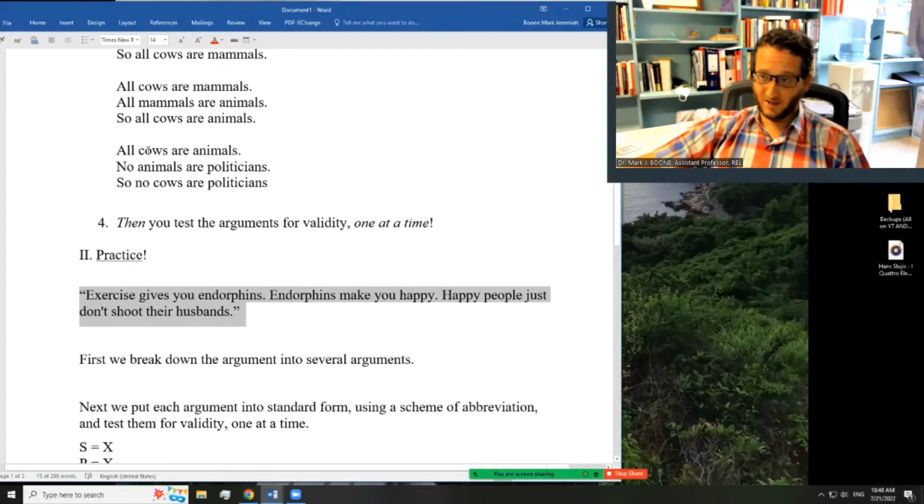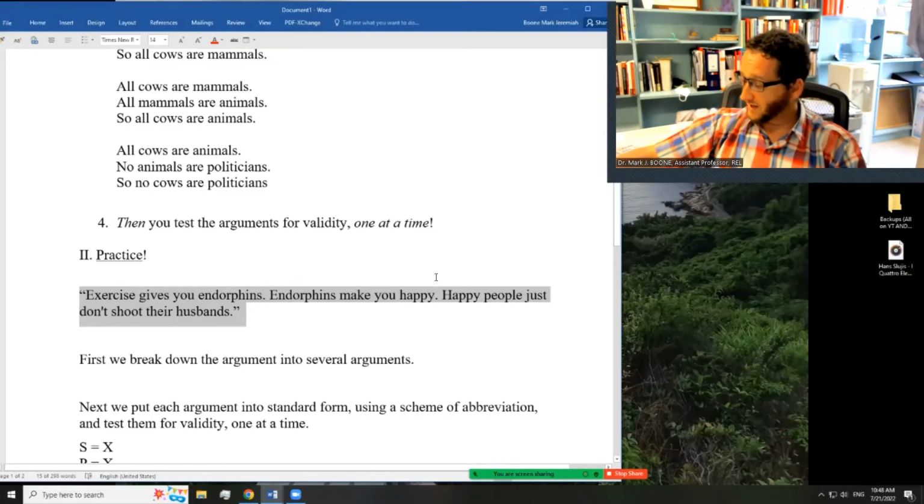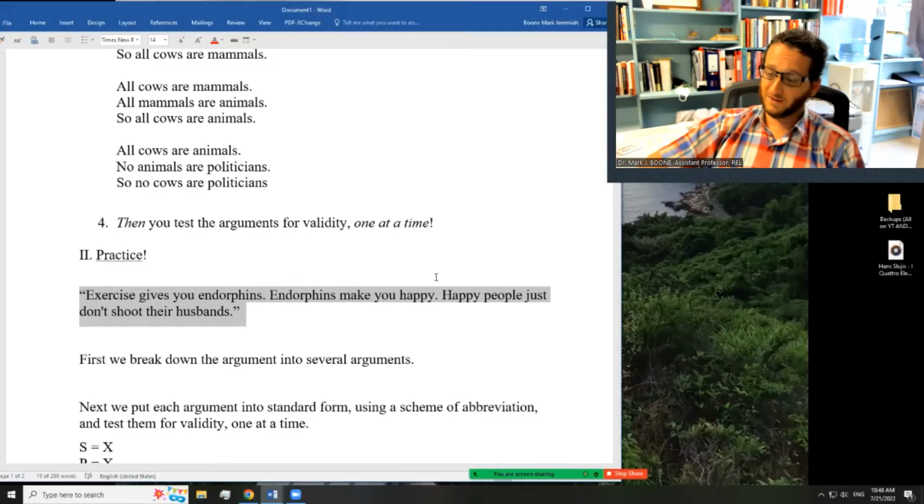Anyway, Legally Blonde has, what's her name, Reese Witherspoon, is that her name? It has the protagonist saying, exercise gives you endorphins. Endorphins make you happy. Happy people just don't shoot their husbands. Note that the final conclusion is not stated. This is in a legal context where the protagonist is telling her fellow law people that the defendant is innocent. This woman is accused of murdering her husband, and the protagonist thinks she did not. Why?